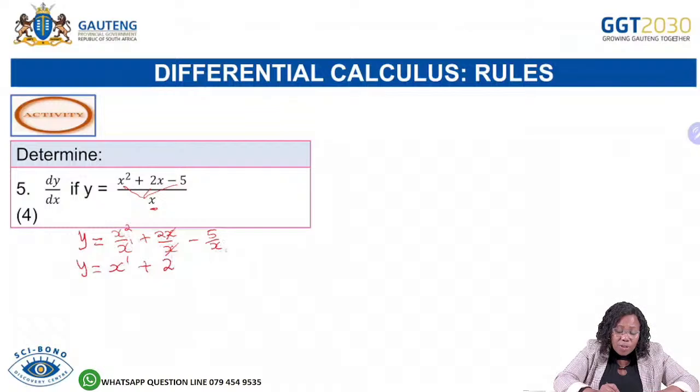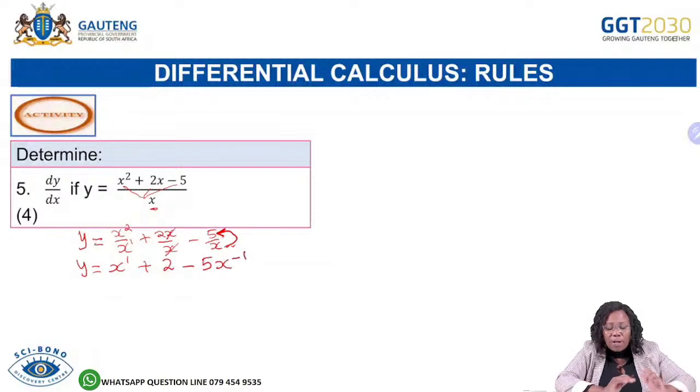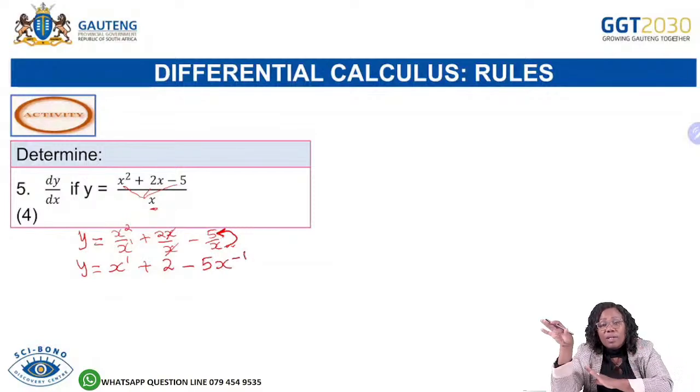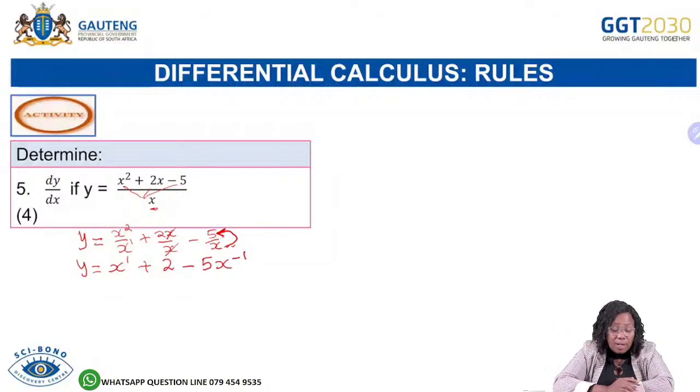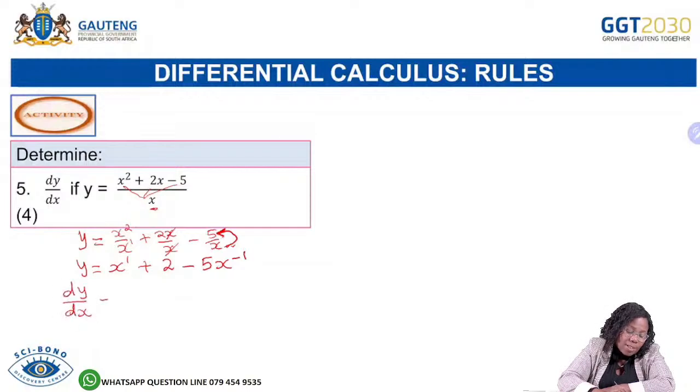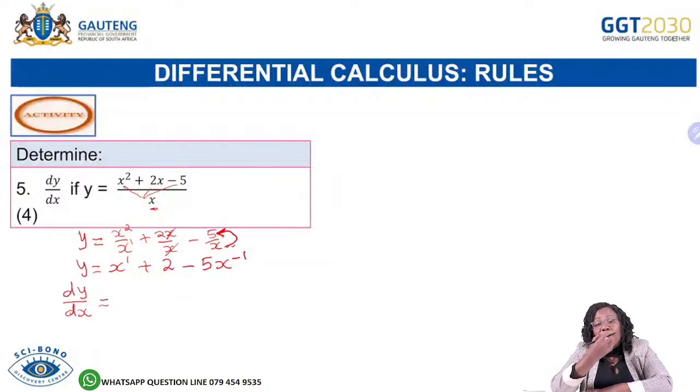Remember, we cannot derive with the variable on the denominator, so we are taking this x to join 5 on top. It will be minus 5x to the power negative 1. Happy now, everything is on the same line. It's only then, grade 12, that you can derive. Therefore, because we are now starting deriving, we will indicate by noting now dy/dx. That means you are informing us that I am now deriving.